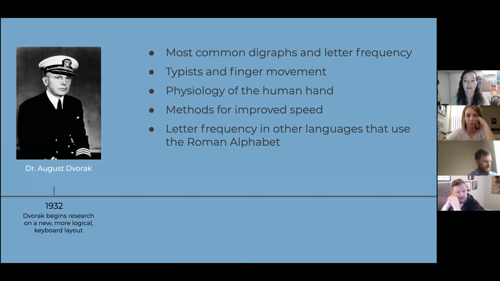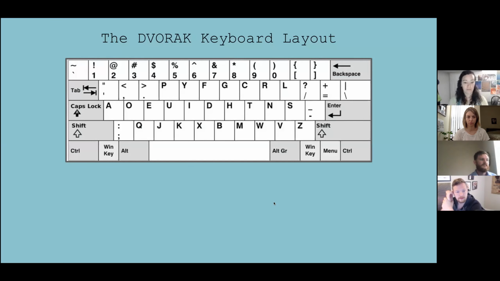His research took in a lot of different aspects. He looked at the English alphabet and letter frequency, as well as common letter pairings, or digraphs as they're called. Typing had been around for several decades at that point, so he actually studied typists and their finger movements, as well as the physiology of our hands and what movements are easy, what movements are hard. He looked at ways that speed can be improved for typists, and he also extended his research outside of the English language to other languages that use the Roman alphabet, so that his design could be more globally accepted, which led to his invention of the Dvorak keyboard layout.